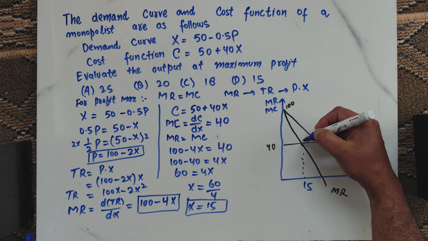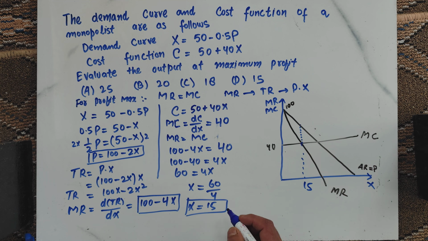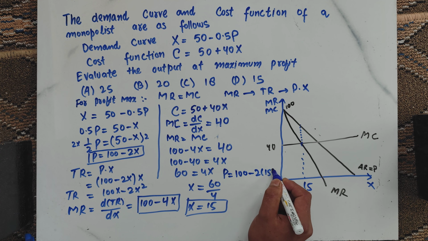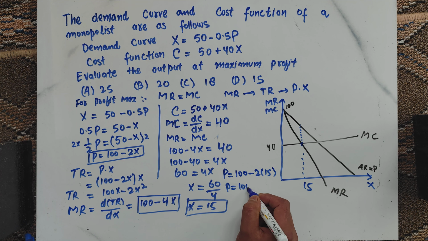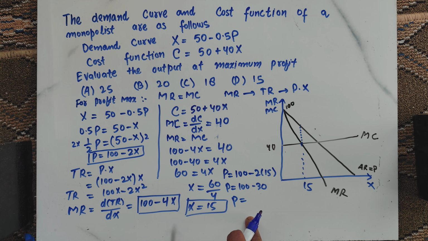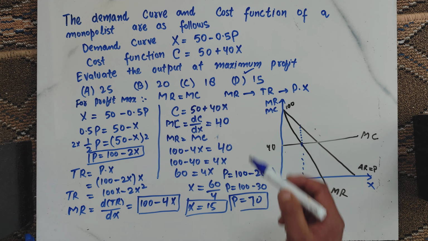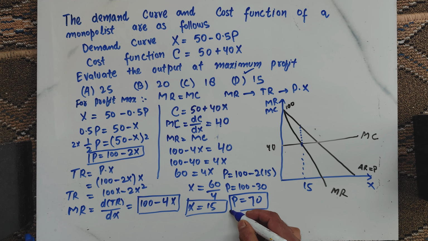Likewise, we can calculate the corresponding price. To find the profit maximizing price, plug x equals 15 into the inverse demand function. So we have 100 minus 2 times 15 in place of x, so price will be equal to 100 minus 30, which is 70. So we have 15 as the profit maximizing output, and the profit maximizing price is 70.